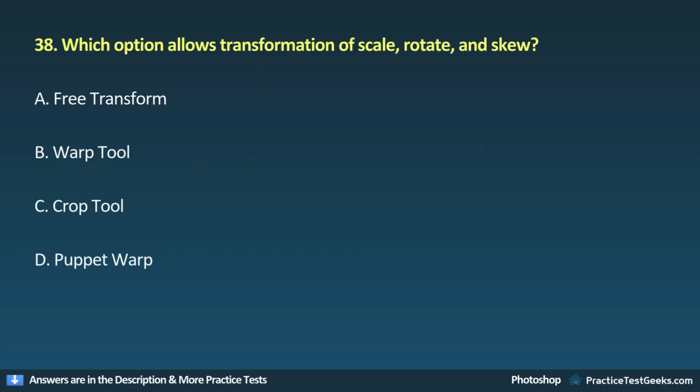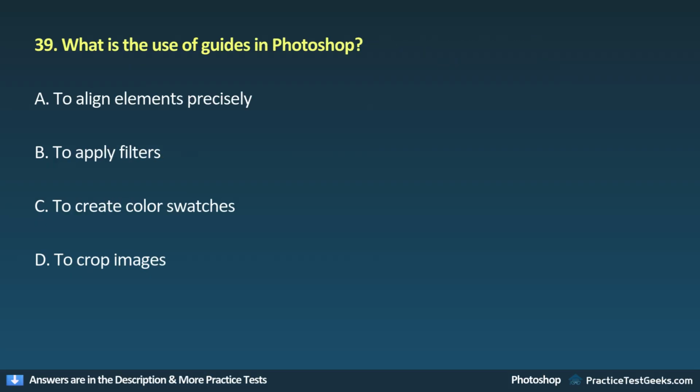38. Which option allows transformation of scale, rotate, and skew? A. Free transform. B. Warp tool. C. Crop tool. D. Puppet warp. 39. What is the use of guides in Photoshop? A. To align elements precisely. B. To apply filters. C. To create color swatches. D. To crop images.